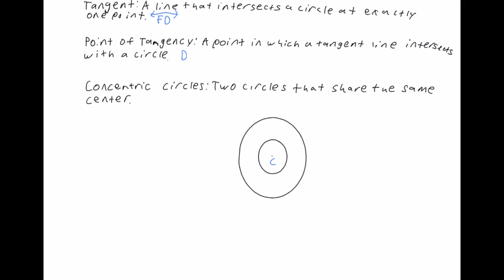And finally, concentric circles are two circles that share the same center. So in this picture here, both of these circles have a center C. So they have the same center, but they're two different circles.